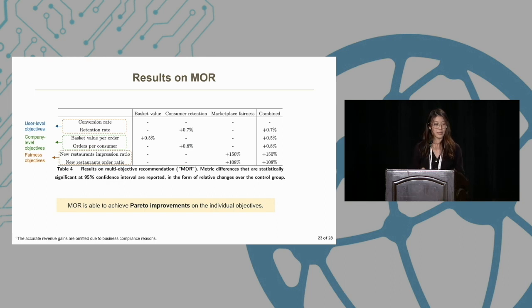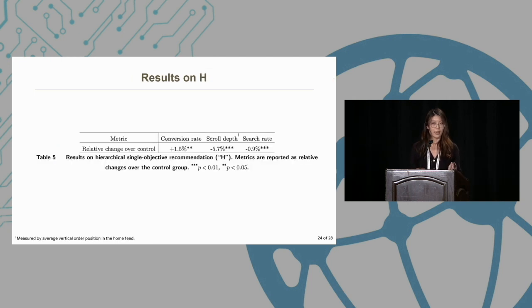So in terms of the results, first on this multi-objective recommender, we see that by adding each objective separately to the framework, we're actually able to see Pareto improvements on the metrics that we care about. In particular, this translates to a $1 million weekly gain in terms of revenue. And then for the second step, the hierarchical modeling step, we use conversion rate as a single objective, and we were also able to see a significant improvement on that.